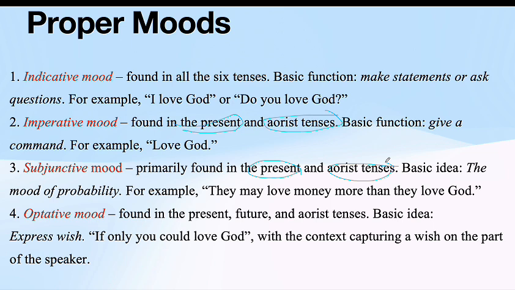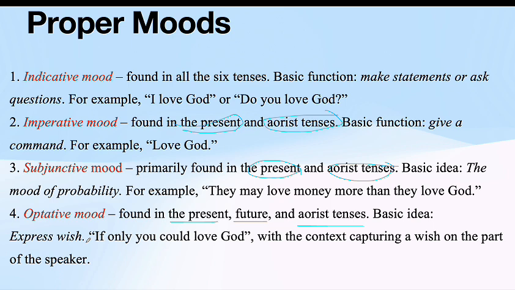And the basic idea of subjunctive mood is the mood of probability. For example, they may love money more than they love God. And we have optative. The fourth one is optative mood. The optative mood is found in the present, the future, and the aorist tenses. And the basic idea is to express a wish. If only you could love God, with the context capturing a wish on the part of the speaker.